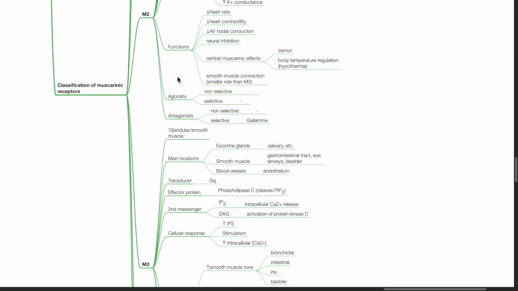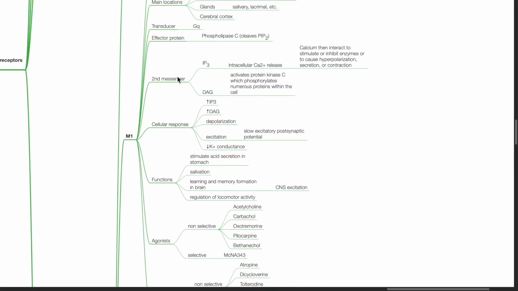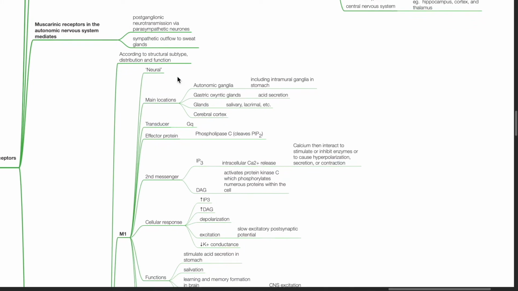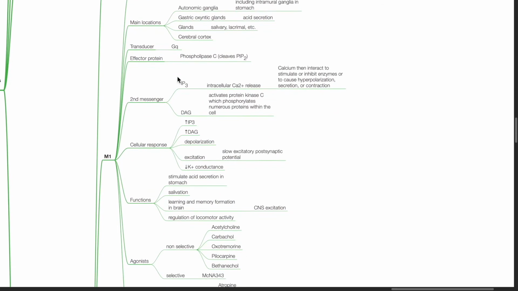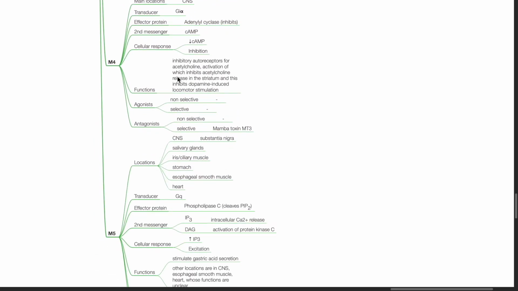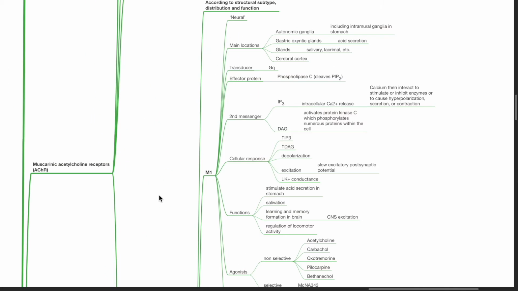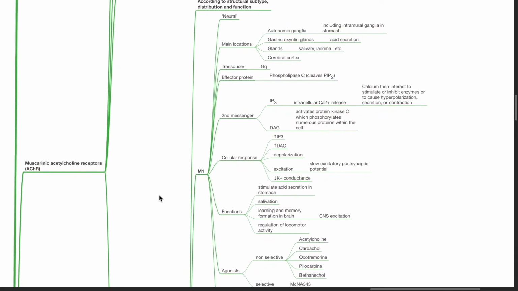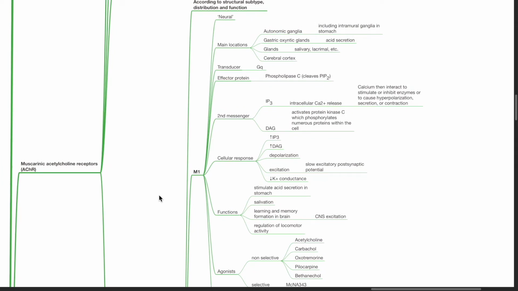Classification of muscarinic receptors is according to structural subtype, distribution, and function, and they can be classified as M1, M2, M3, M4, and M5. M1 receptors are mainly located at autonomic ganglia, including intramural ganglia in the stomach, gastric oxyntic glands which produce acid secretion, glands such as salivary or lacrimal, and cerebral cortex.